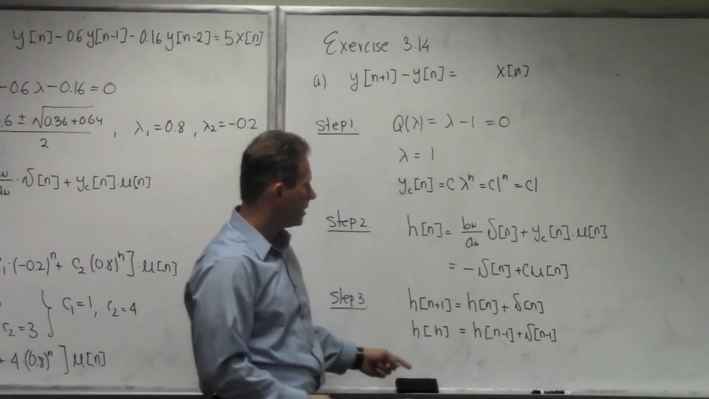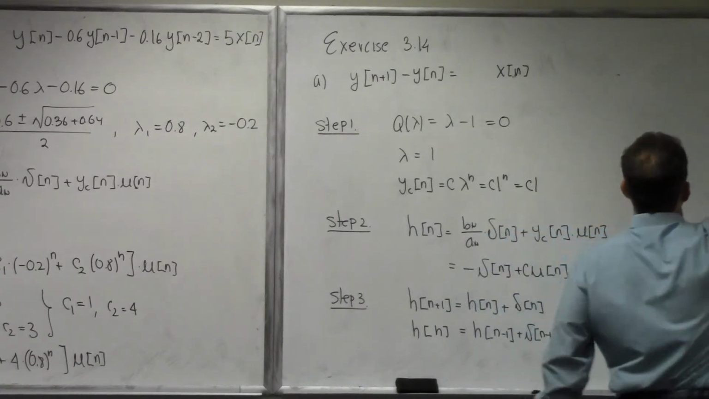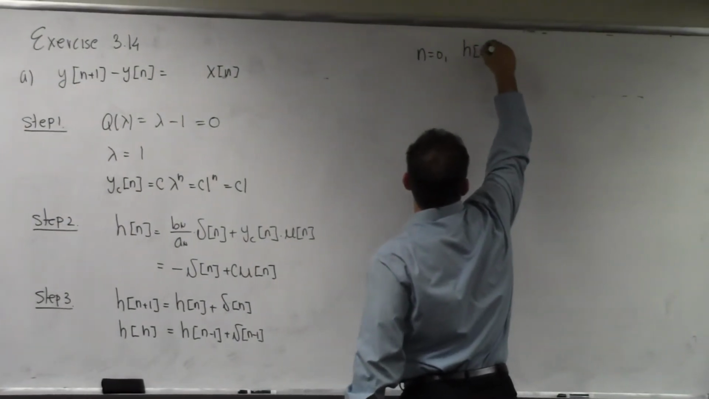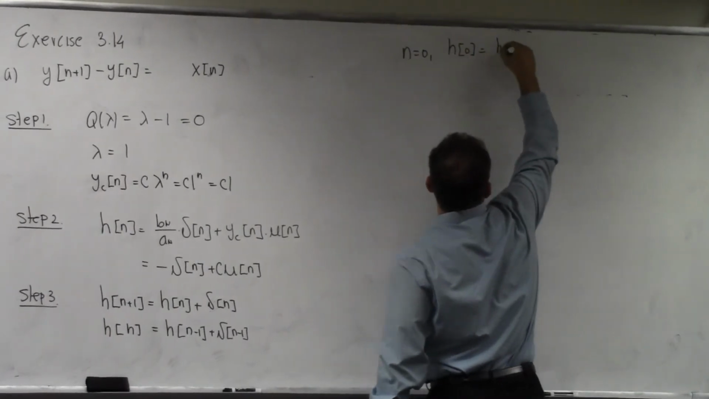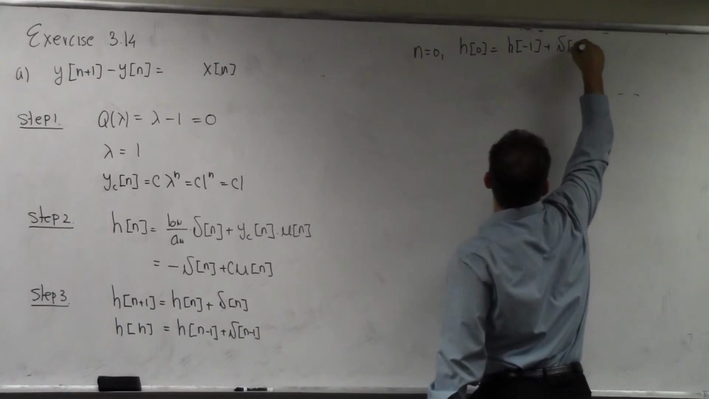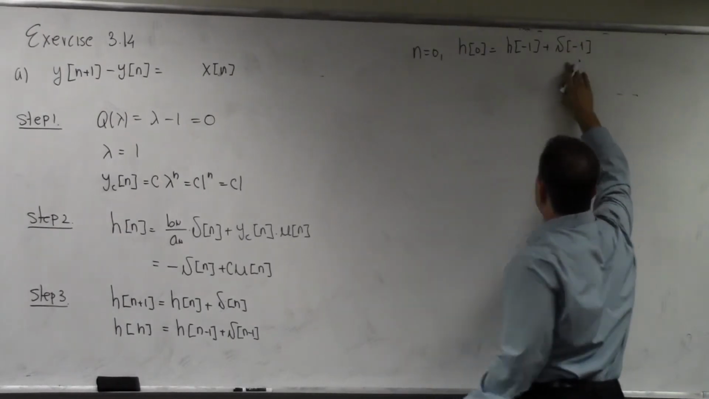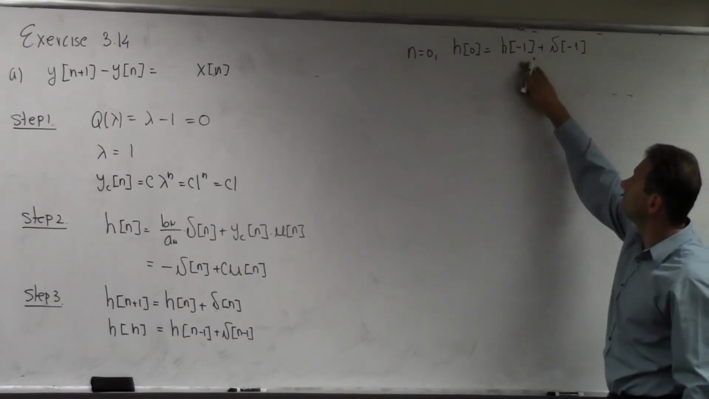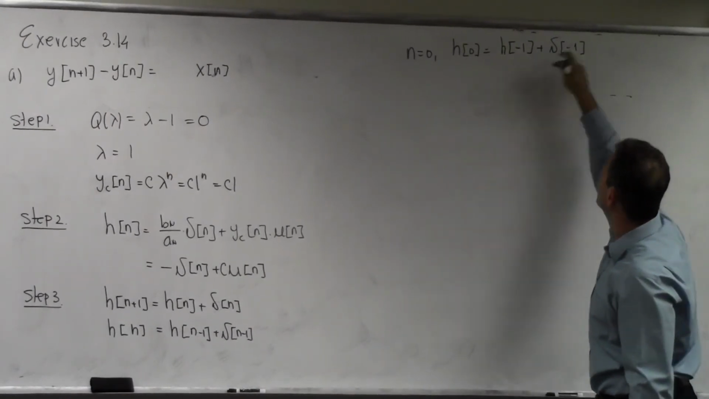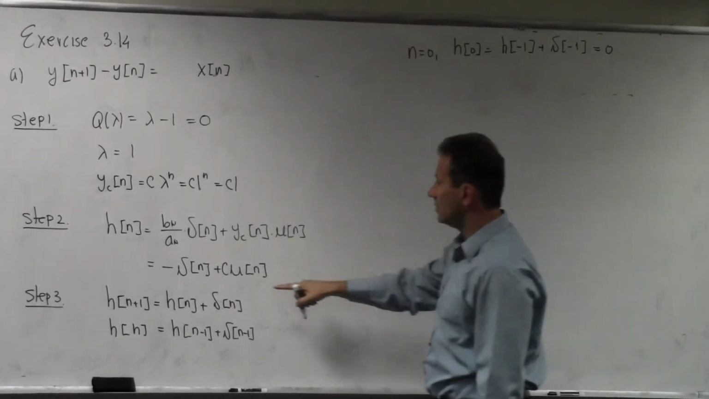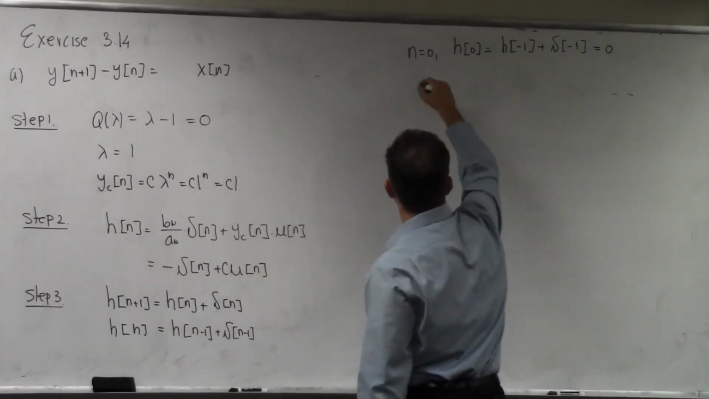Now if I look at this equation here, and I solve for h of 0, so n is equal to 0, h of 0 is going to be h of minus 1 plus delta of minus 1. So what's the value of delta at minus 1? 0. And the system was relaxed before delta. So h of 0 has to be equal to 0. So now that I know that, I can look at this equation here.